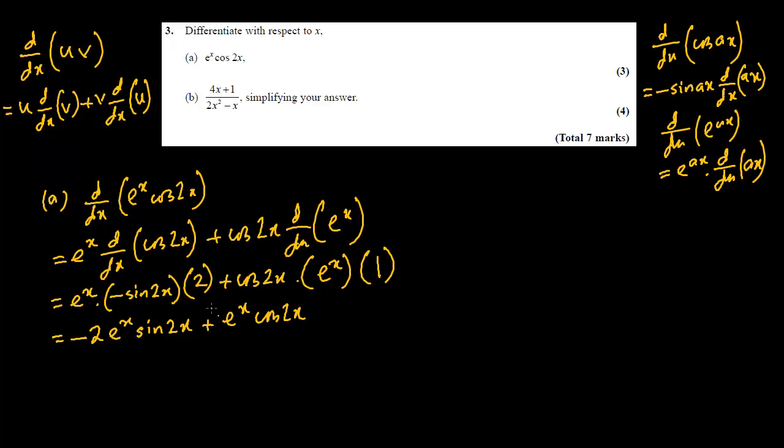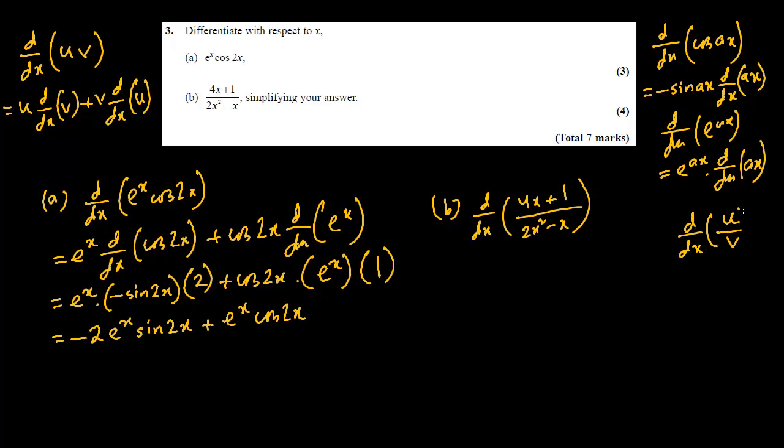Now for question number B, we have to differentiate d by dx of (4x + 1) divided by (2x squared minus x). So we have to differentiate this, which is a division. We call this the quotient rule. When two variables are divided and they cannot be simplified any further, we use the quotient rule, u by v. So this is v d by dx of u minus u d by dx of v, divided by v squared.